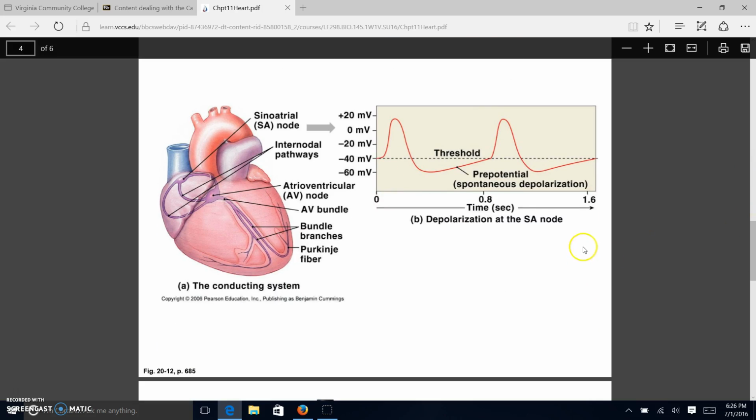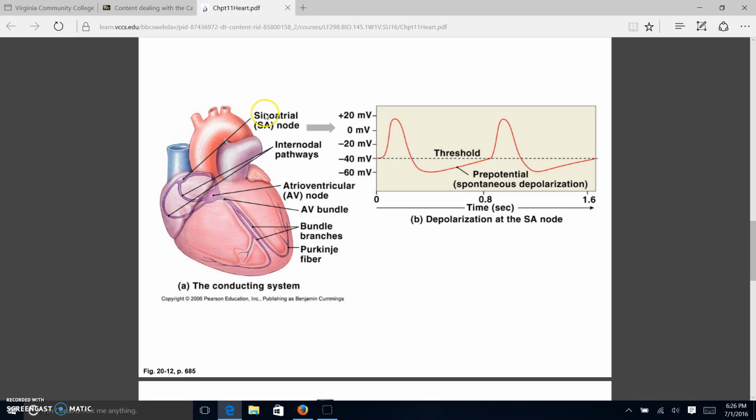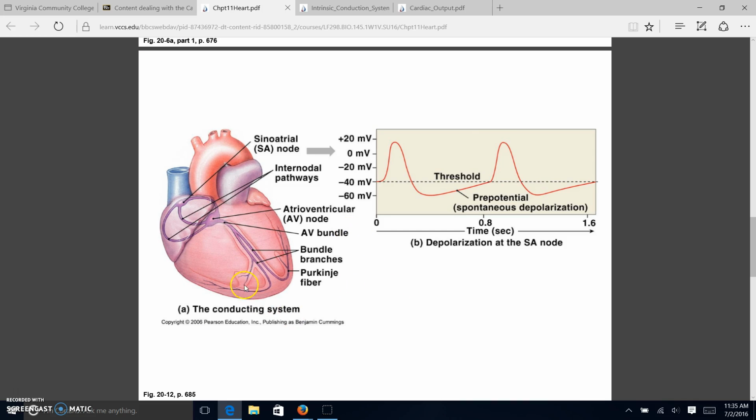Now, what allows all of this to happen is something called the intrinsic conducting system. Here they just call it the conducting system. This conducting system is made up of autorhythmic or nodal cells that form either nodes or pathways. So notice that we have what we call our natural pacemaker, which is a sinoatrial or SA node, which sits up in the right atrium near the entrance of the superior vena cava. This is actually where the heartbeat really starts. This is where the signal that coordinates and begins each heartbeat begins.